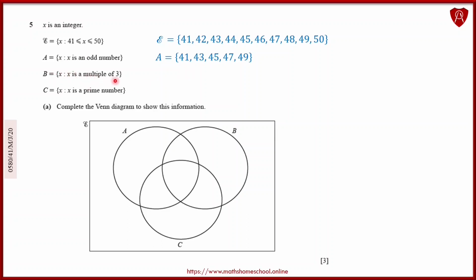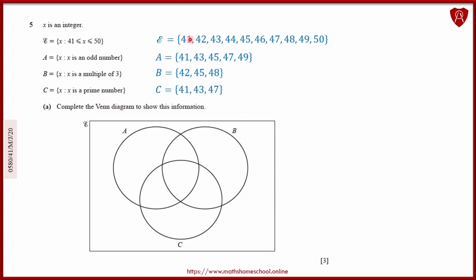B is a multiple of 3. We can list out the elements of B. And C is a prime number. List out the elements of C. These are 3 subsets of the universal set. Complete the Venn diagram to show this information.